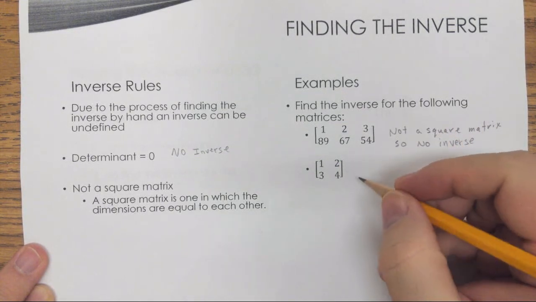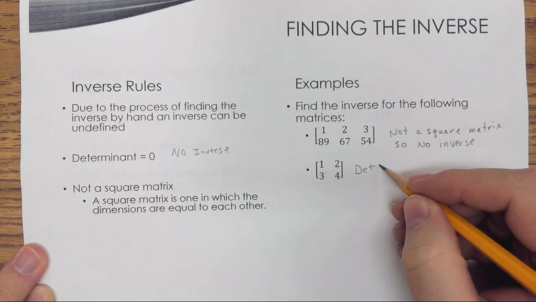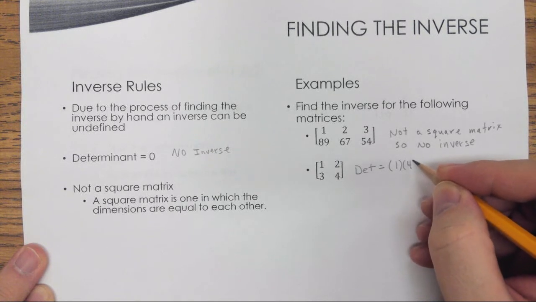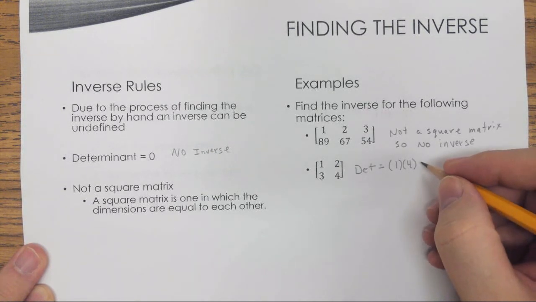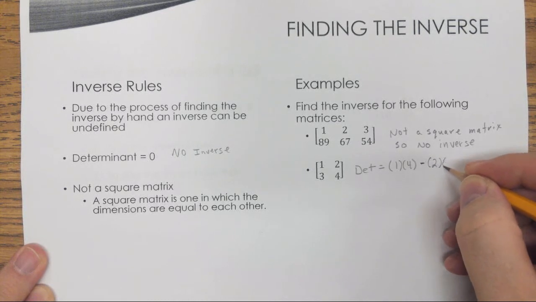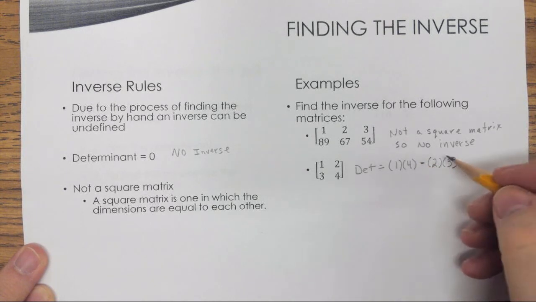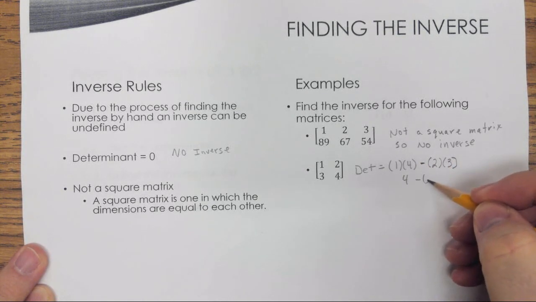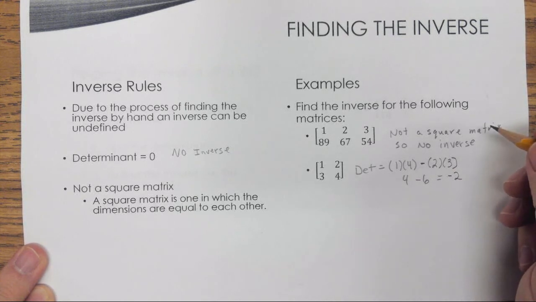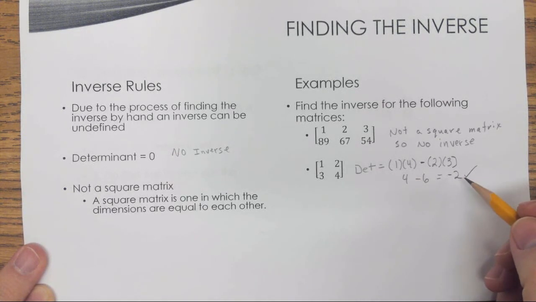Okay, let's find the determinant. So the determinant of this is going to be 1 times 4 minus 2 times 3. Okay, well that's 4 minus 6 equals negative 2. Okay, so yes, this has an inverse.